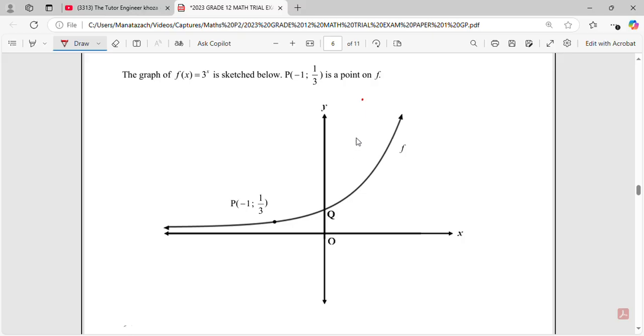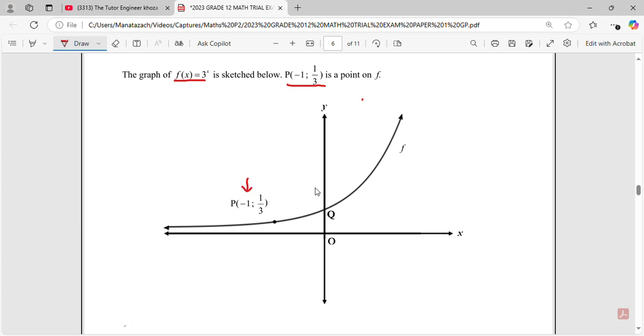Today we'll be doing inverses of the exponential function. I'll show you how to find the equation of the inverse function and then how to plot it on the same system. The question says the graph f of x is equal to 3 to the power x. Then they gave us the point P, so there is the P point.